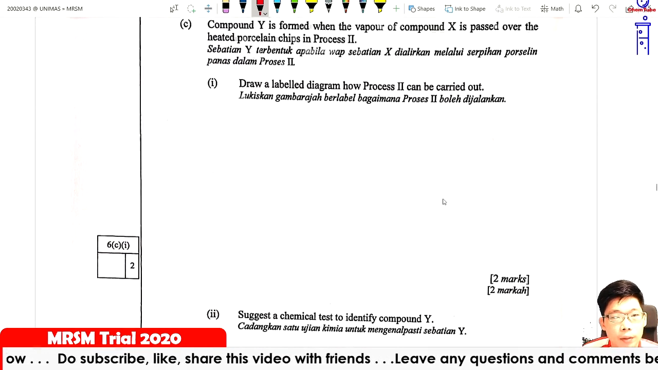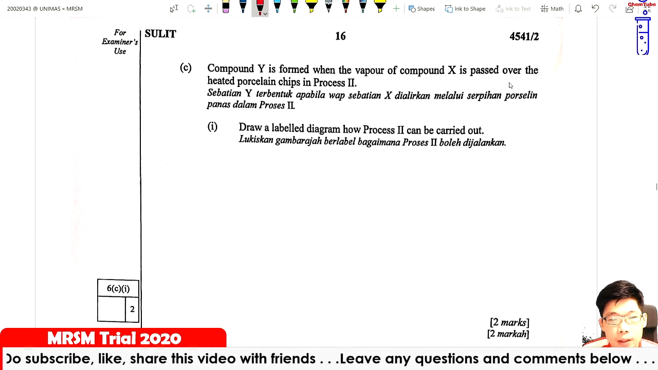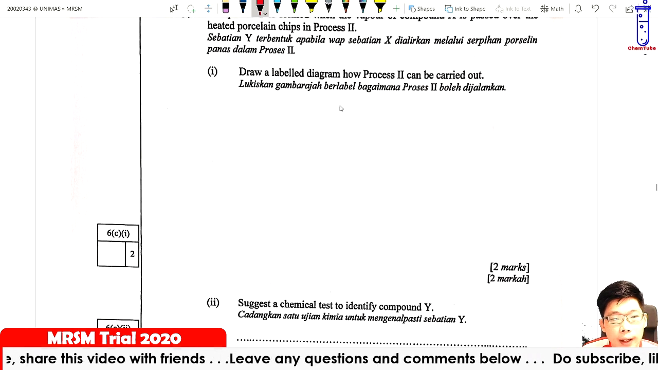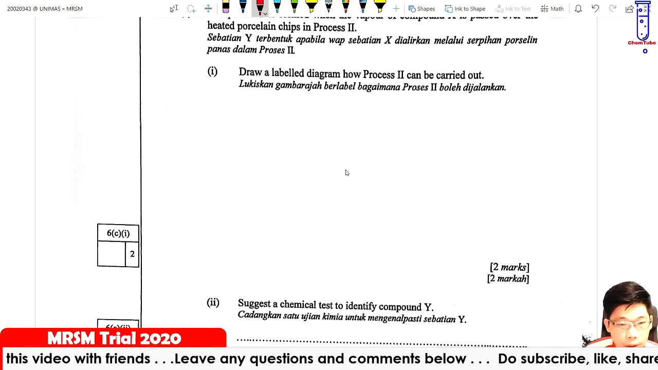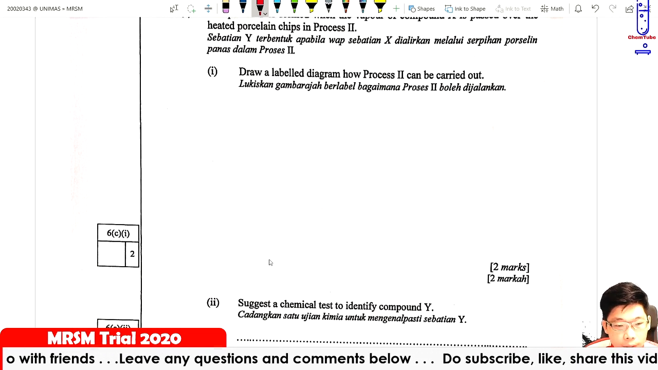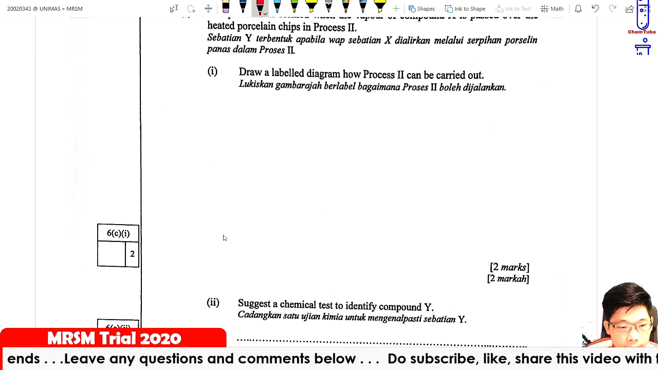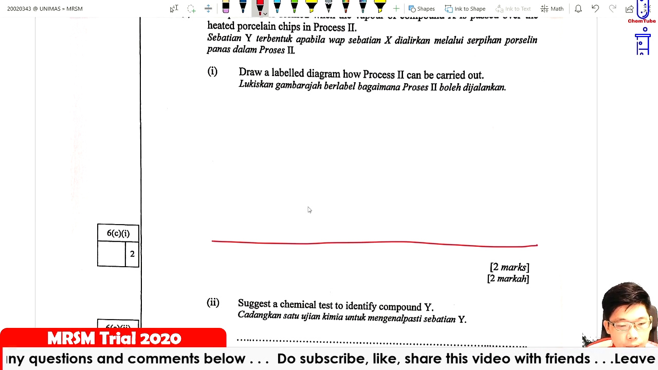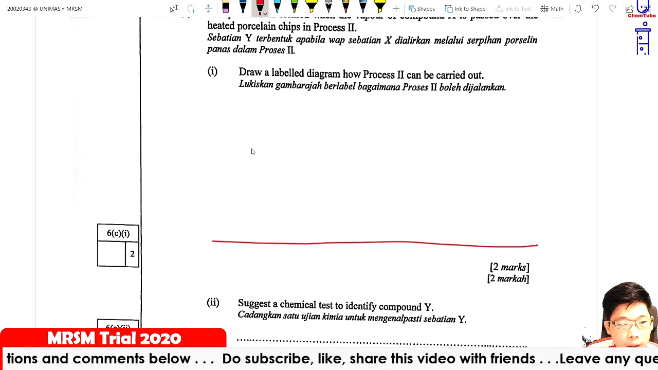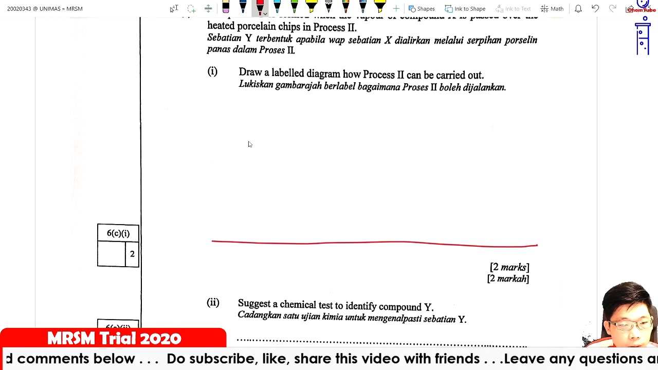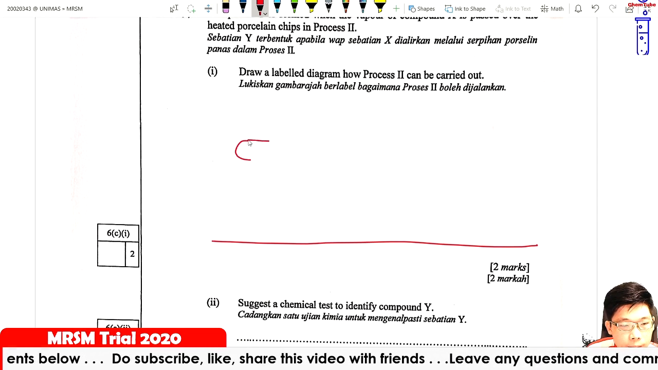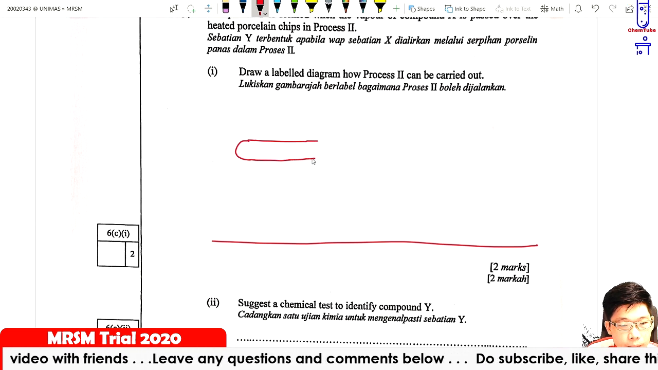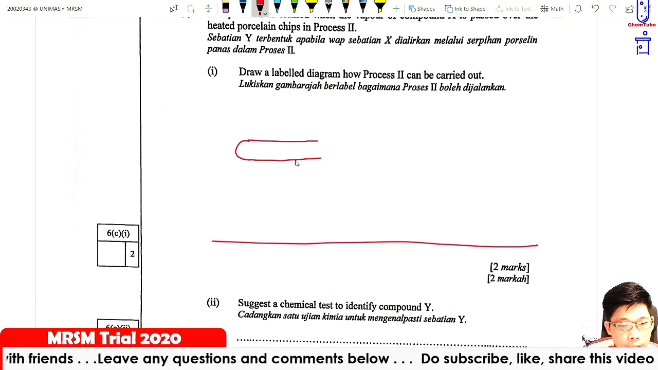So compound Y is formed when the vapor of compound X is passed over the heated porcelain chips in process 2. So draw a labelled diagram. For the dehydration process, normally we try and draw a line first. Okay, so first we have to heat in the combustion tube, right? So we draw a combustion tube, using a ruler.